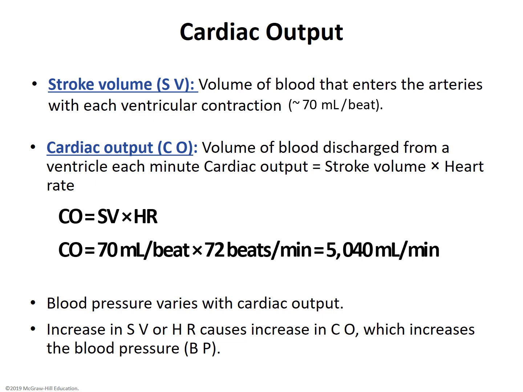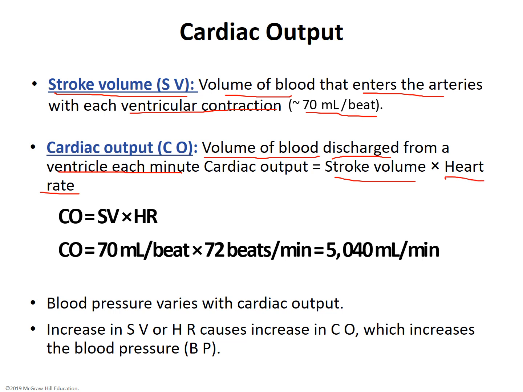Cardiac output is the volume of blood pushed out, or discharged, from the ventricle each minute. Cardiac output takes the stroke volume, which we looked at just a minute ago. Stroke volume is the volume of blood that enters the arteries, or said another way, exits the ventricle after each contraction. It is roughly about 70 milliliters. So to find the cardiac output, we take the stroke volume and multiply it by the heart rate.